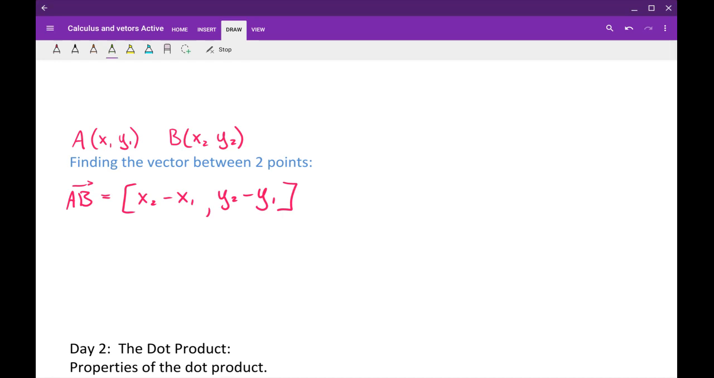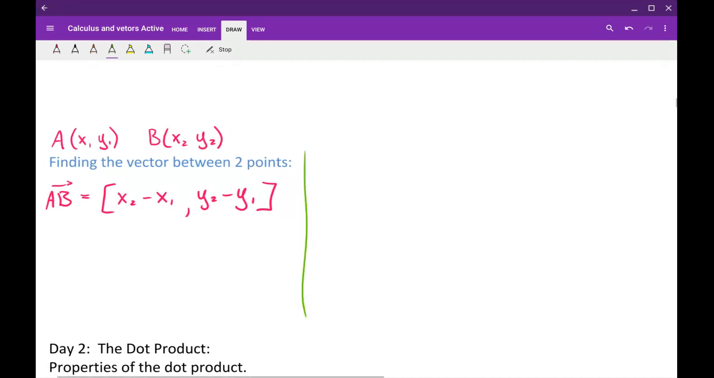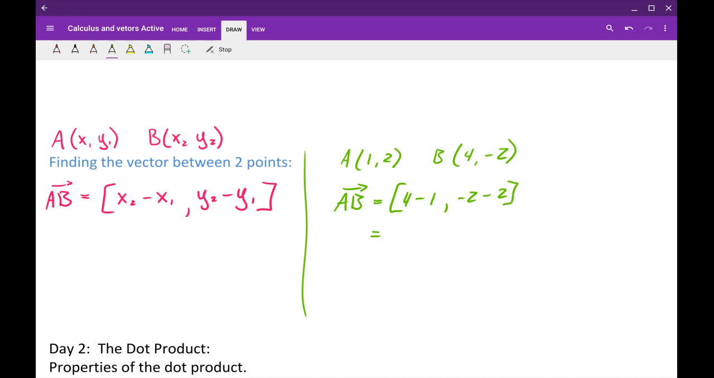I'm going to go ahead and give us an example. Let's say we've got some point A, which is (1, 2), and some other point B, which is (4, -2). What is vector AB? According to this rule over here, vector AB is [4 minus 1, -2 minus 2], which would just be [3, -4].